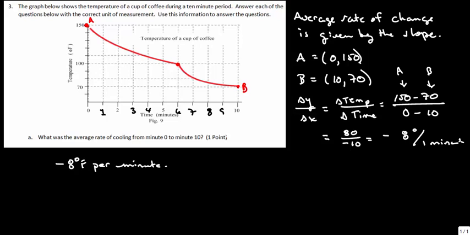Now it's not constant throughout, right? Again, if we take a look up here, it's changing throughout. But the average rate of change, which is what we're looking for, is negative 8 degrees.